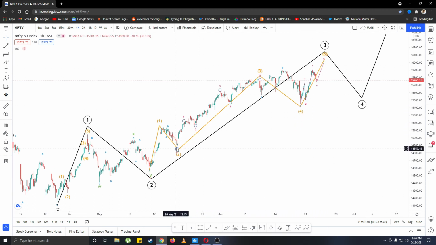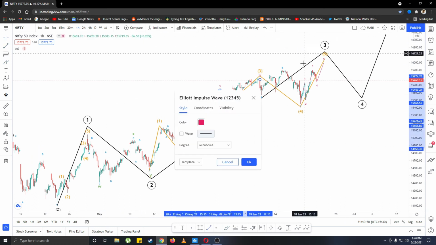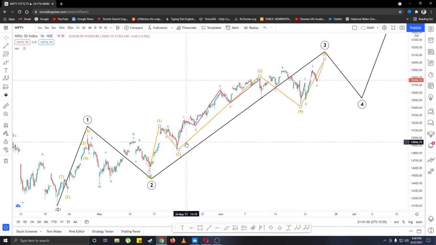Now if you see within this 3, this is a 3 and this is a 3 of 3, and within the third wave of third we have further internal wave counting. This goes something like this: 1, 2, 3, 4 and a 5.